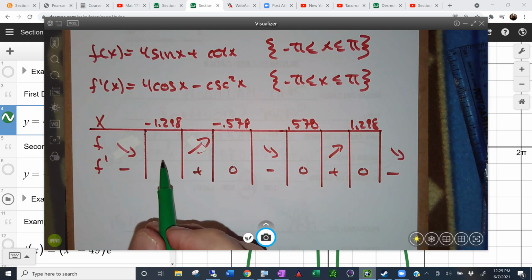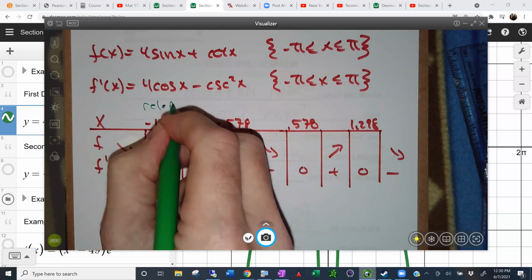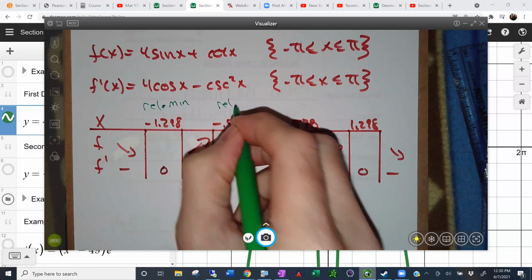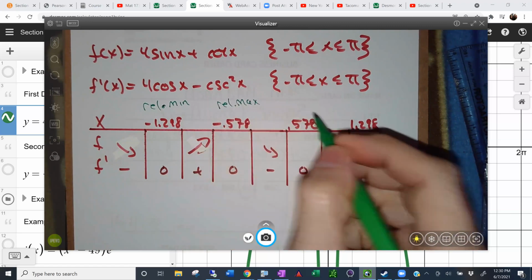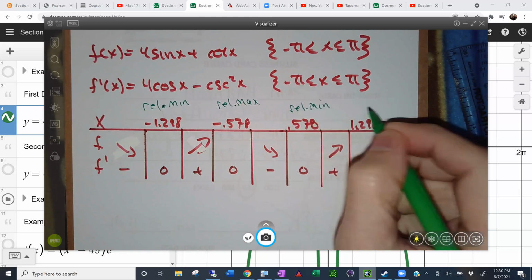It's a relative minimum. Relative min. And this is going to be a relative max. And this would be a relative min. And a relative max.